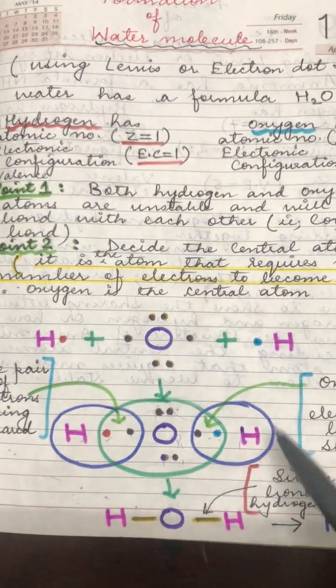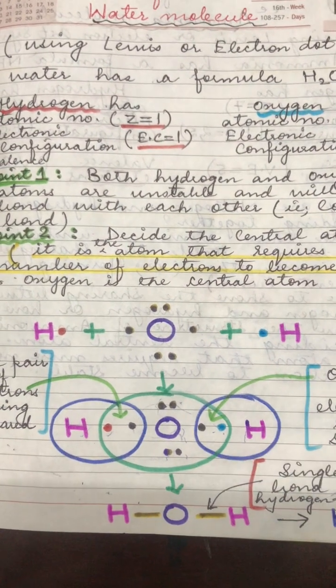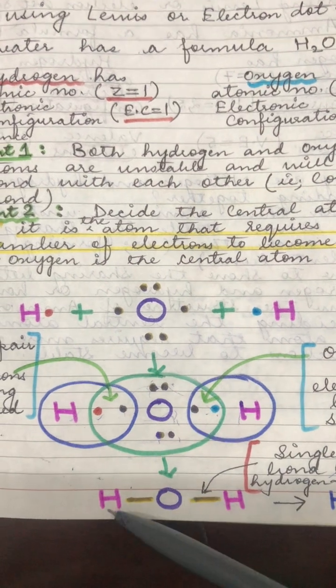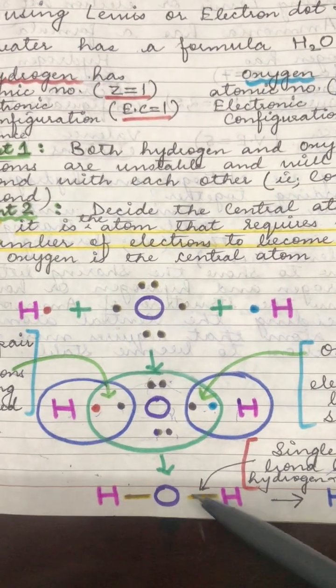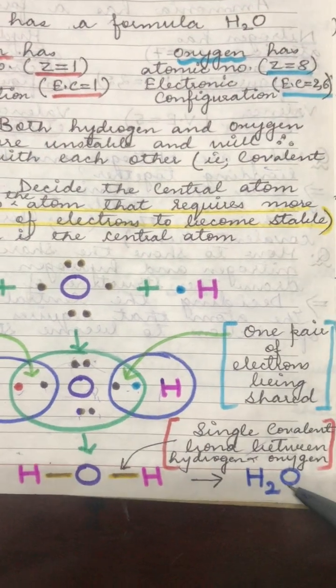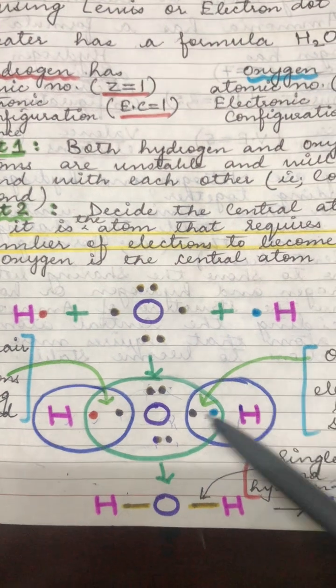So in turn, all three of them have become stable, and that is why this particular molecule can very much exist, and that is how it leads to the formation of H2O, 2 atoms of hydrogen and 1 atom of oxygen, and the formula becomes H2O.